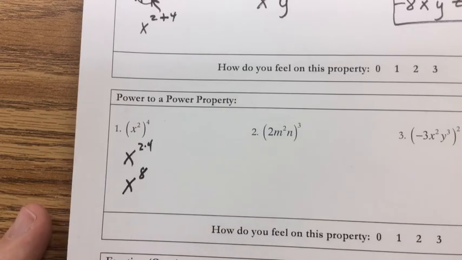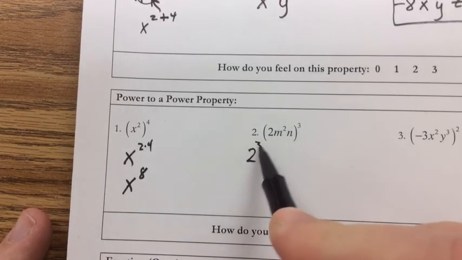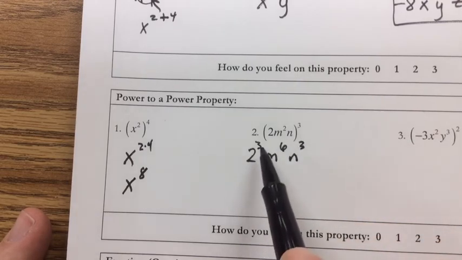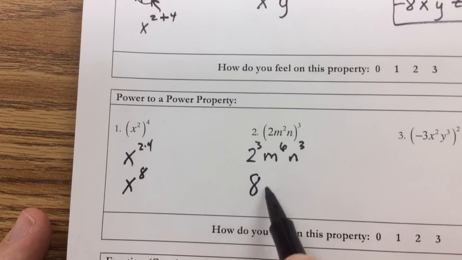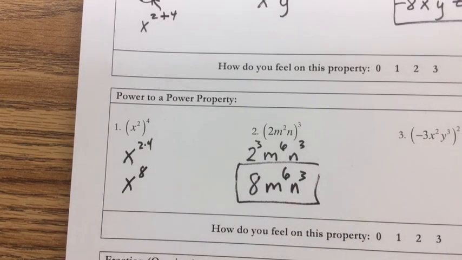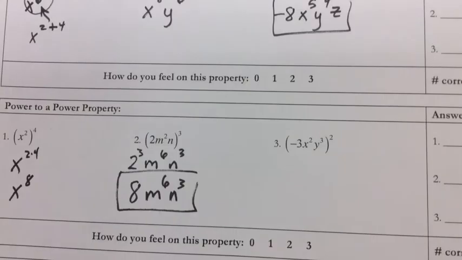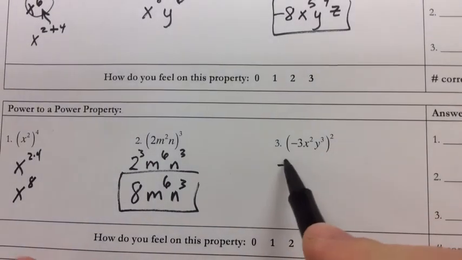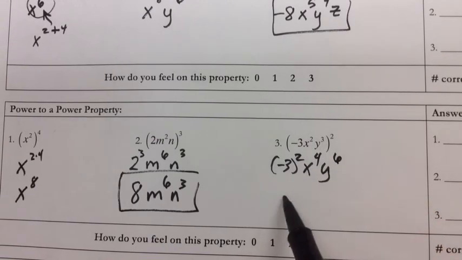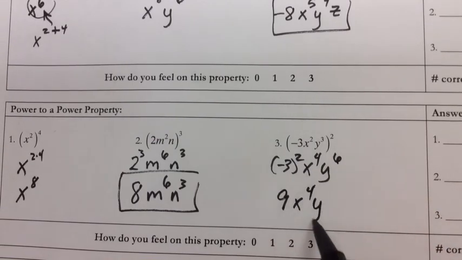Looking at problem 2 for this section, this is still 2 to the 3rd, m to the 6th, n to the 3rd, but whenever you have a number cubed, you need to make that an actual number. So your final answer is 8, m to the 6th, n to the 3rd. For number 3, this is negative 3 squared, x to the 4th, y to the 6th. That's 9, x to the 4th, y to the 6th.